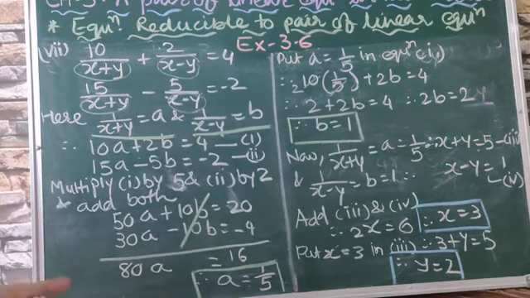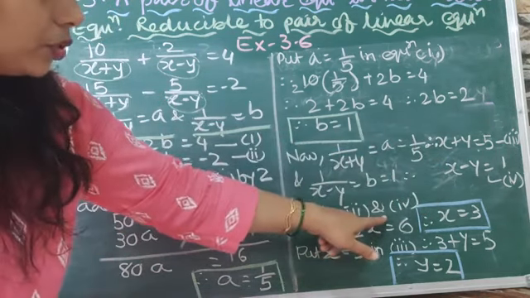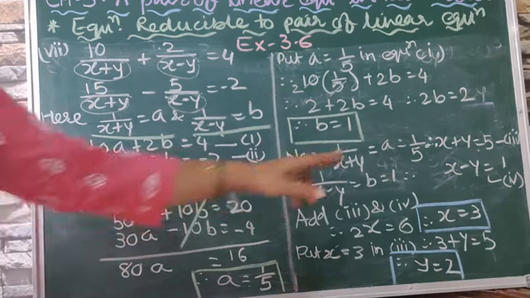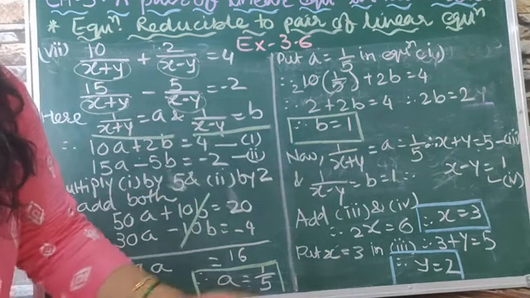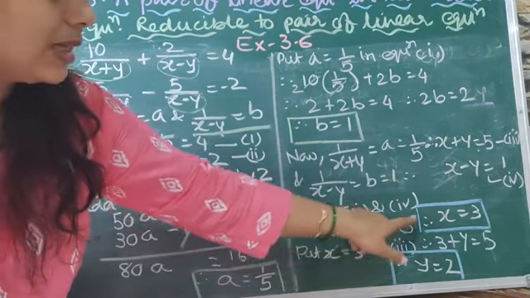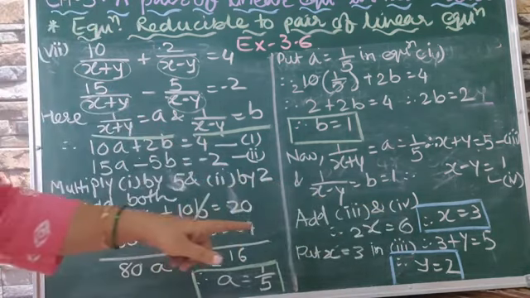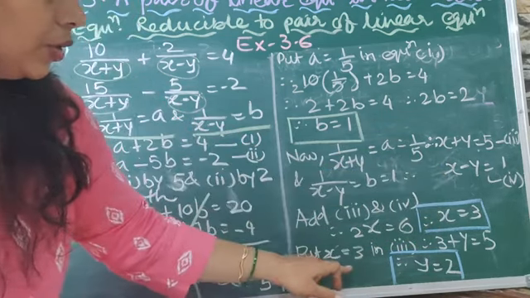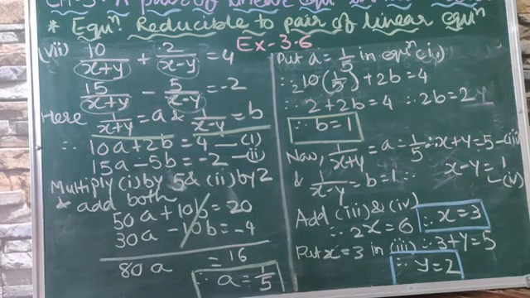We have to do addition. So add 3 and 4. If we add 3 and 4, plus y minus y cancel out, and you will get that 2x is equal to 6, and 2x is equal to 6 means x is equal to 3. That value x equal to 3, either put in the third or fourth equation, and you will get the value y is equal to 2.